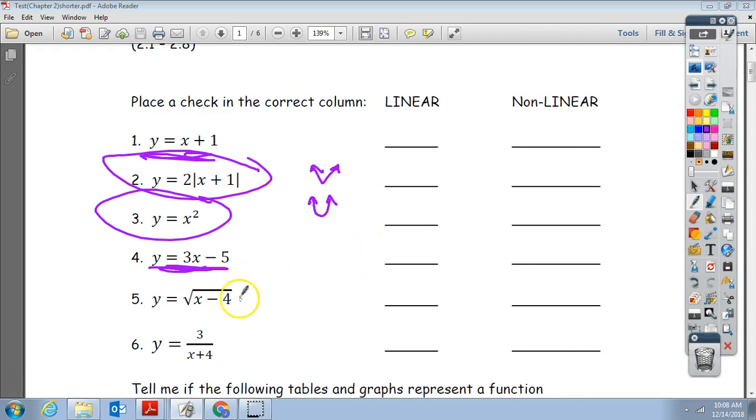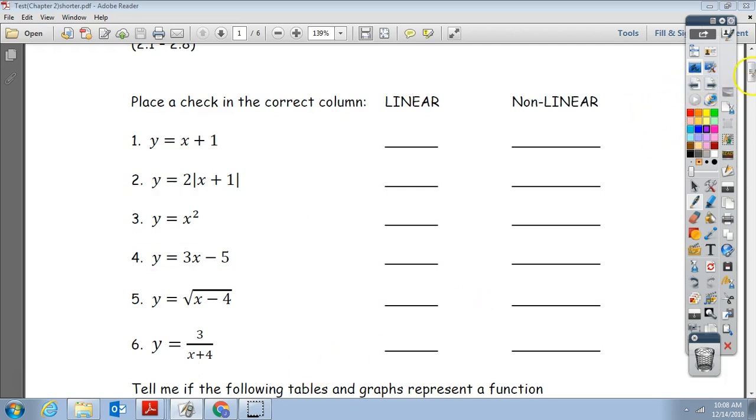We haven't looked at what a radical looks like, but we will later in the year. And we haven't looked at this one. This one's actually called a rational function because the x is in the denominator. If you plugged in -4 right here, it would cause 0 on the bottom, and that you can't do. And so what you would have is a weird graph with some weird things happening. So make sure you understand how to tell if something's linear or not.